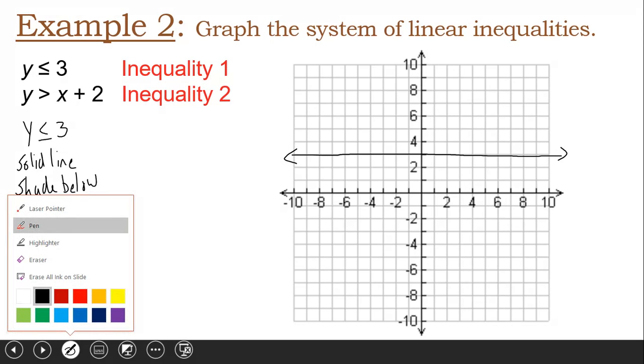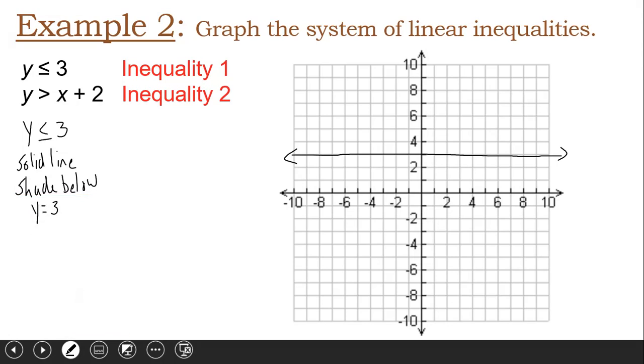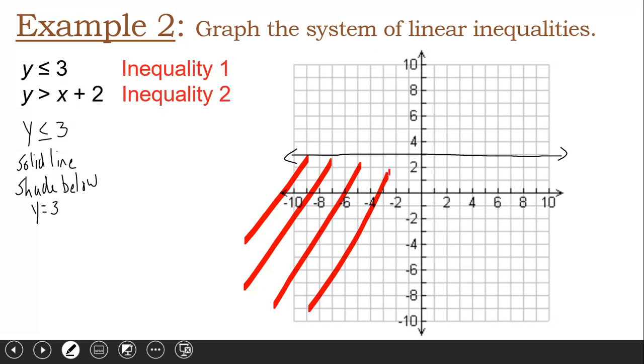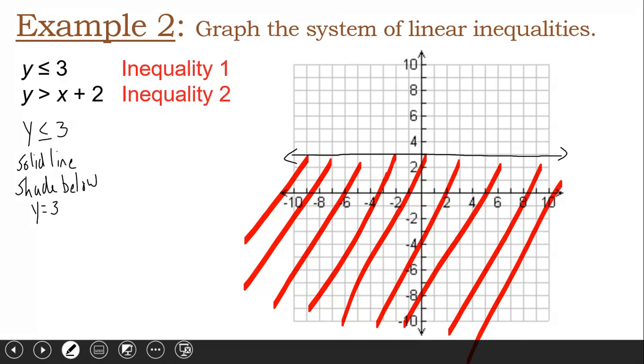And I'm going to shade below that line. I like to use little diagonal marks here, and you'll see why. It makes it nice and easy to see where that shaded overlapped region is. So there's my first line, and I shaded below that.